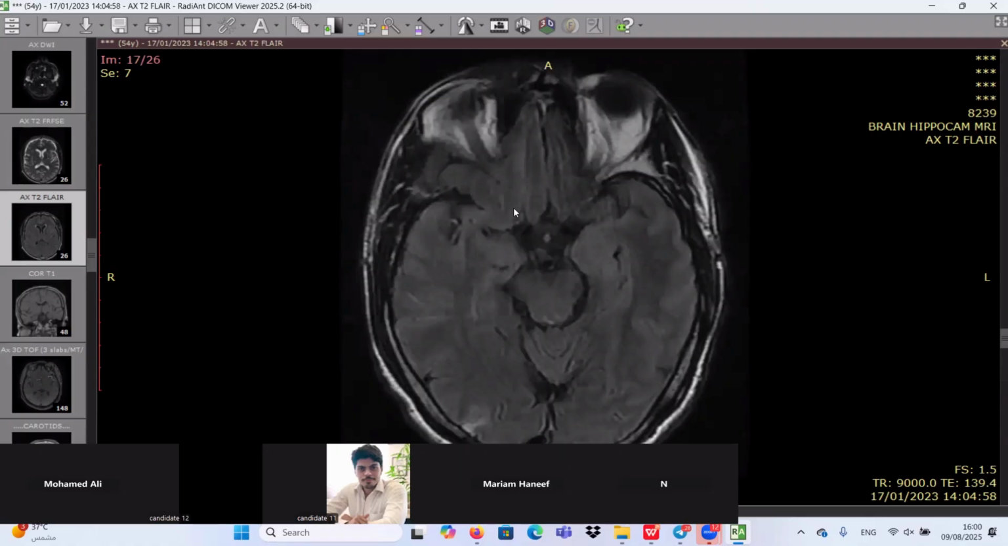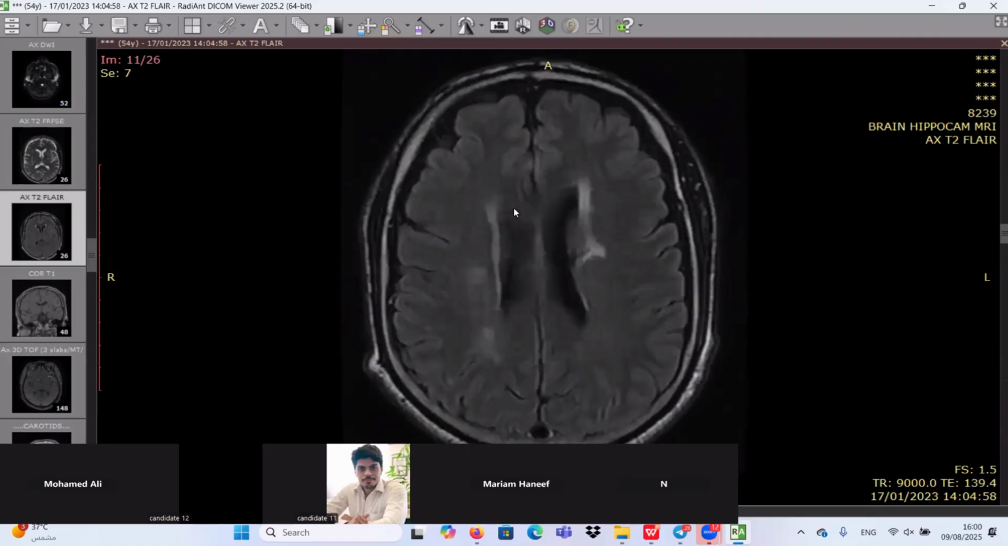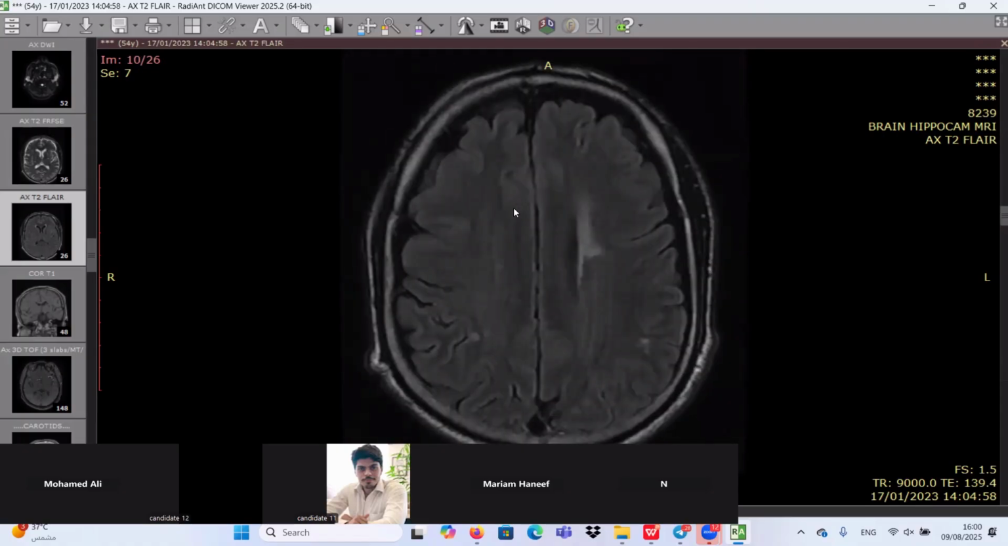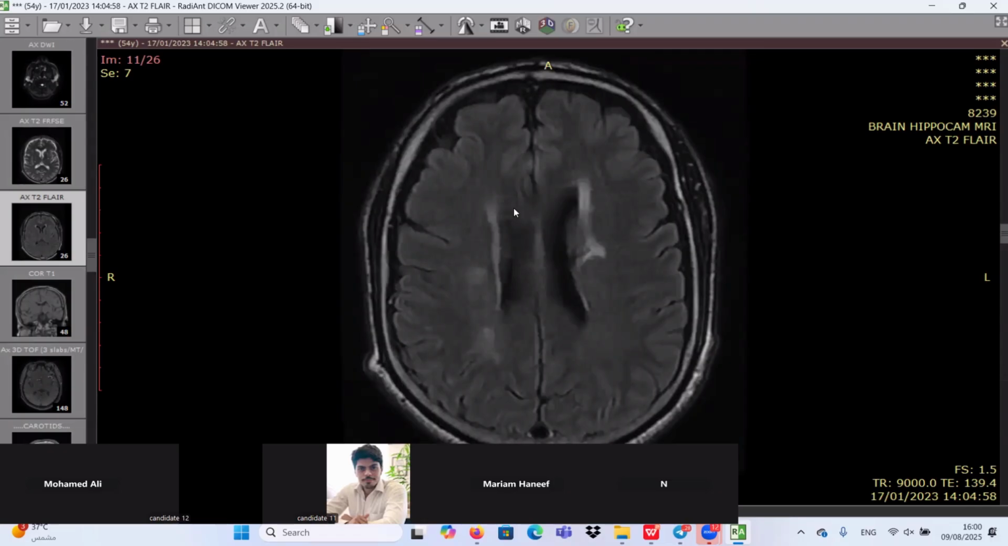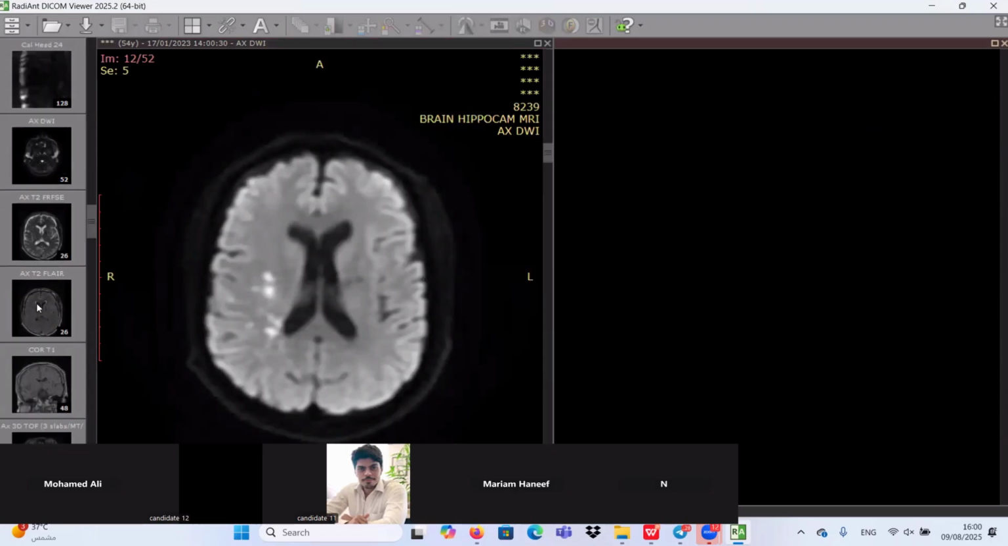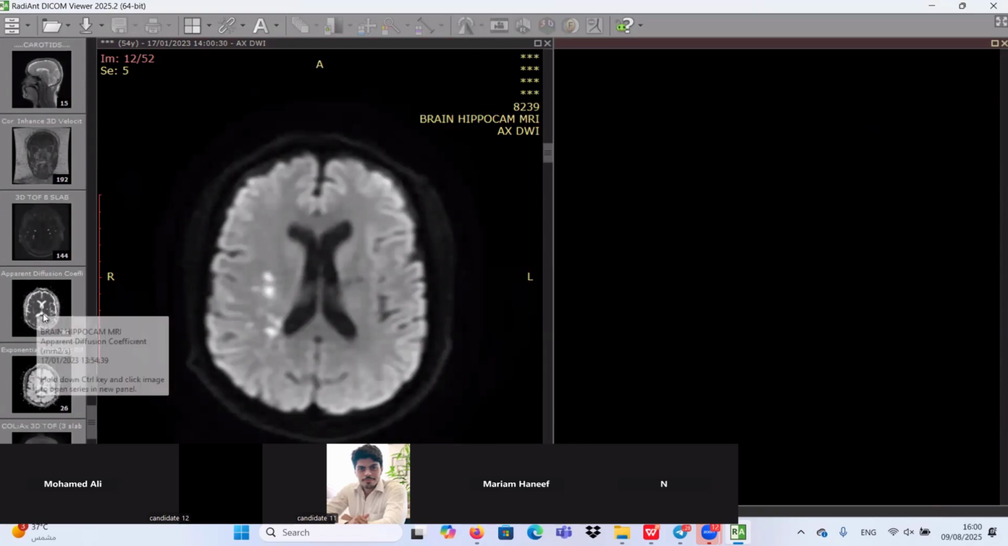And there is no evidence of any hypointensity in the region of the MCA bilaterally. Okay. What is the most important sequence in this case? Diffusion weighted image. Diffusion, okay. Let's see the diffusion. I will give you the ADC map also.